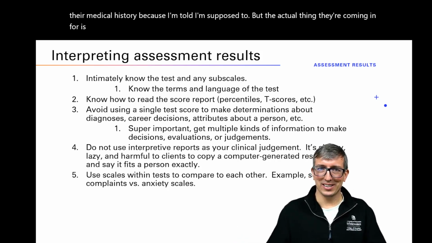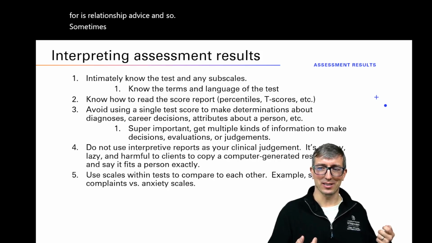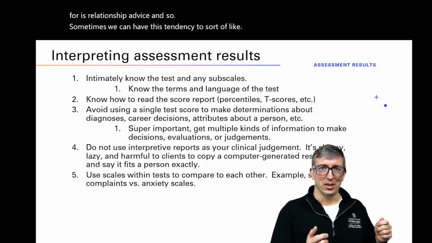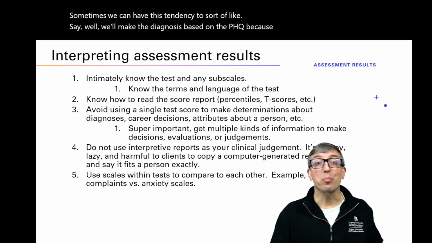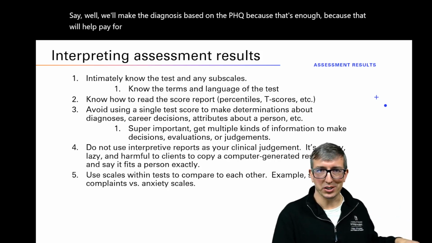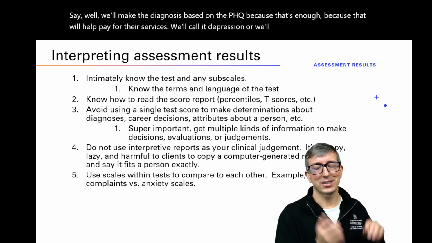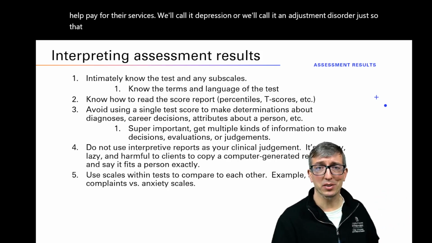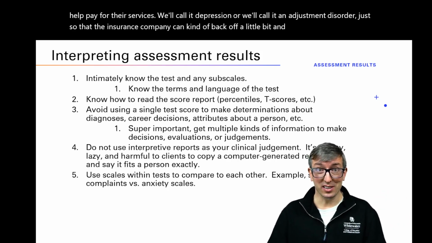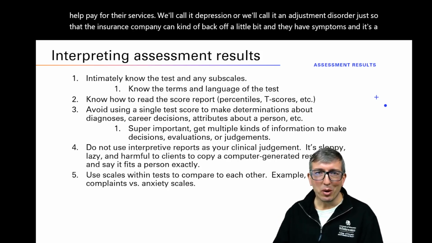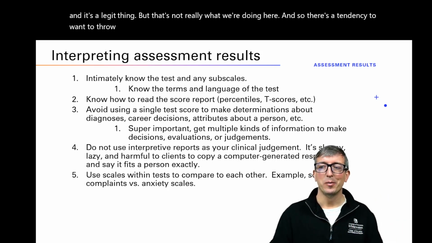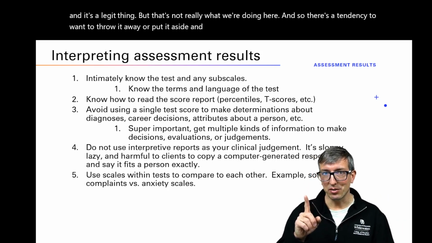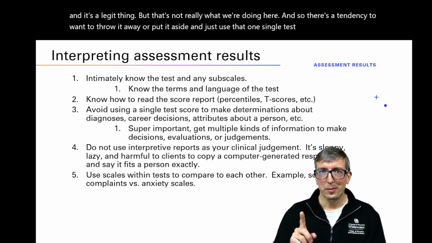And so sometimes we can have this tendency to say, well, we'll make the diagnosis based on the PHQ because that's enough, because that'll help pay for their services. We'll call it depression or we'll call it an adjustment disorder just so that the insurance company can kind of back off a little bit. And they have symptoms and it's a legit thing. But that's not really what we're doing here. And so there's a tendency to want to throw it away or put it aside and just use that one single test score.